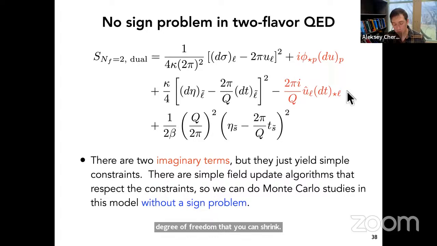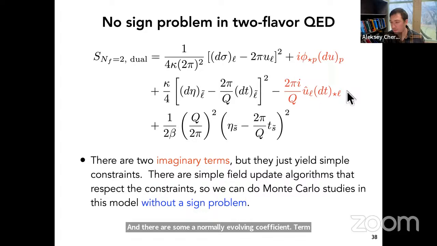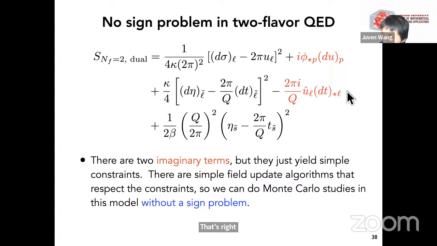So you still get a 1+1D system. Right. And in your approach, you directly start with the 1+1D system. Yes. And there is some anomaly coefficient term that is canceled in this model. That's right. Can you help clarify a bit what exactly that term that cancels implies, and how is that implied?